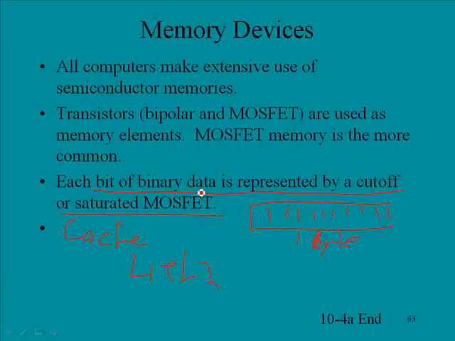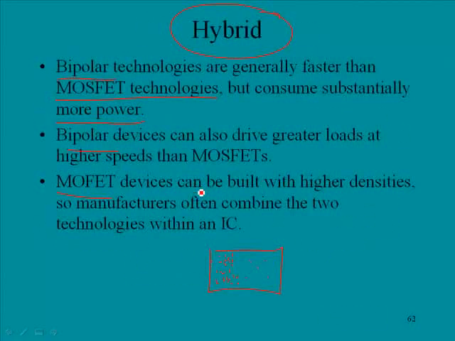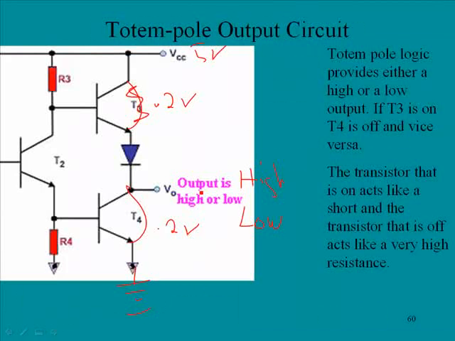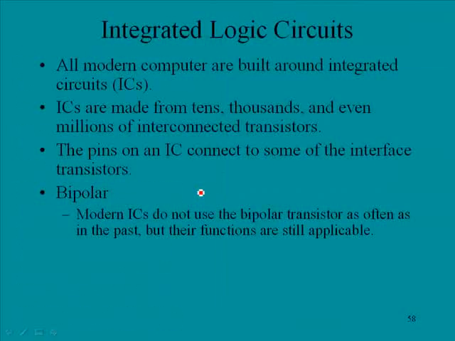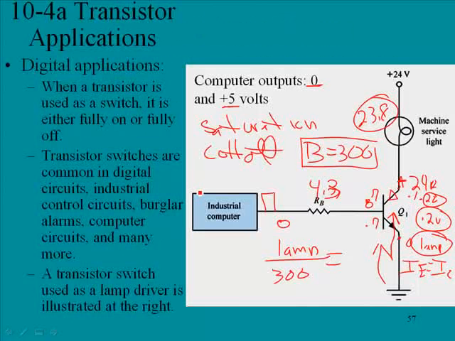Okay, so this has just been a really brief look at some of the applications for transistors, and we looked at memory, we've looked at hybrid, MOSFETs, CMOS, totem pole output, we've looked at integrated logic circuits, and okay, that concludes our look at digital applications. In the next section, we're going to be looking at linear applications for transistors.